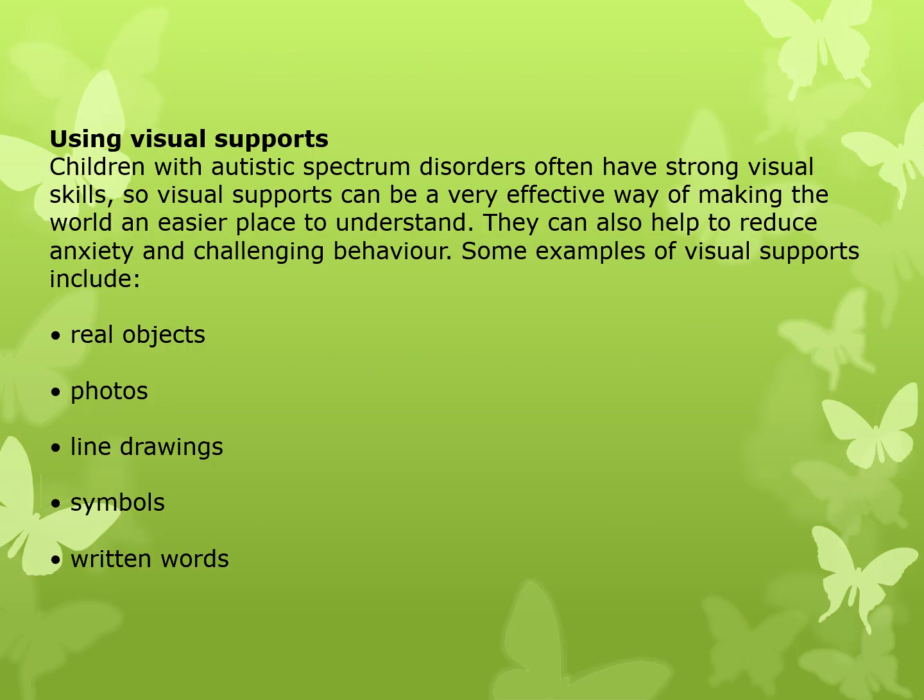Using visual supports. Children with autistic spectrum disorders often have strong visual skills, so visual supports can be a very effective way of making the world an easier place to understand. They can also help to reduce anxiety and challenging behaviour. Some examples of visual supports include real objects, photos, line drawings, symbols, written words.